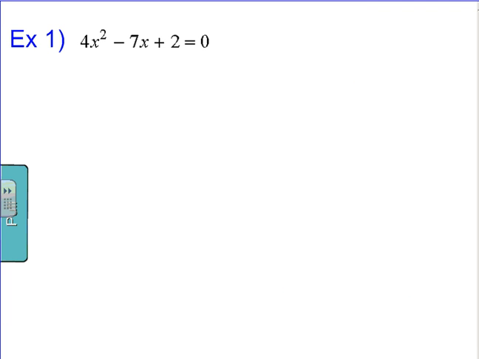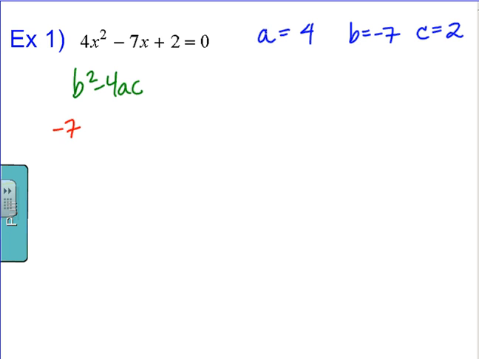Here I have a quadratic, 4x squared minus 7x plus 2 equals 0. Let's find out what the a, the b, and the c is. Well, the a is 4, the b is negative 7, and the c is 2. If we take this information and put it into b squared minus 4ac, we can determine what's going to happen. So here, if I plug in what I know, I'll have negative 7 squared minus 4 times a, which is 4, times c, which is 2.